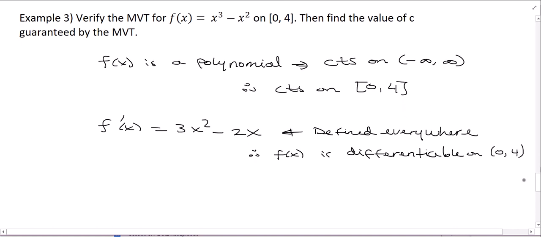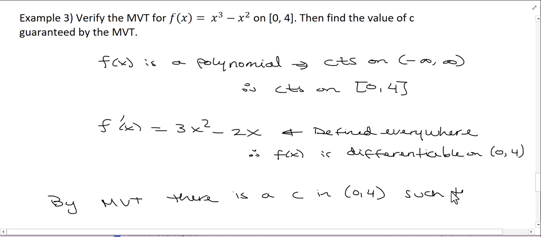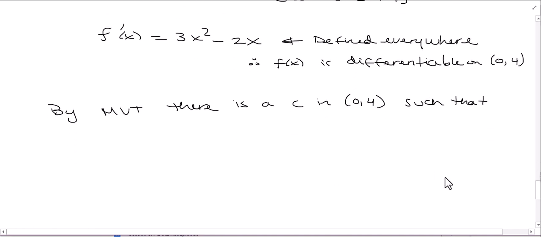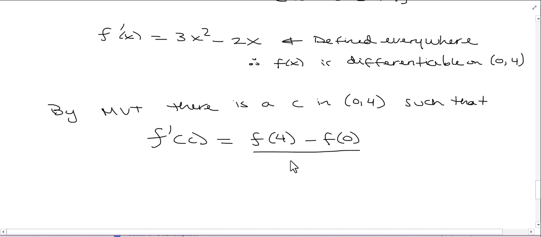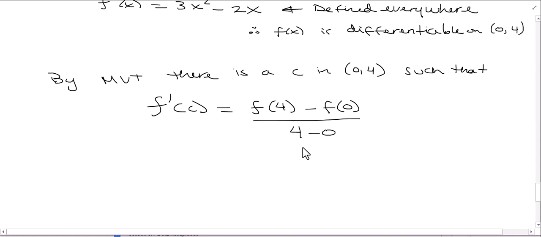So we have that f is continuous on the closed interval, is differentiable on the open interval. Therefore, by the mean value theorem, there is a c in the interval 0, 4 such that f prime of c is equal to what? So f prime of c equals f of b minus f of a over b minus a. So f of 4, right, b, minus f of 0, f of a, over b minus a. So over 4 minus 0. And so that is what the mean value theorem tells us.